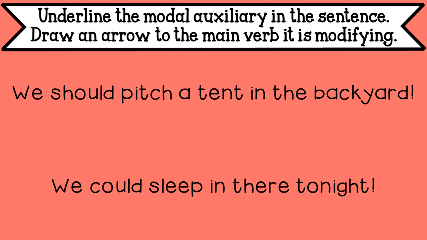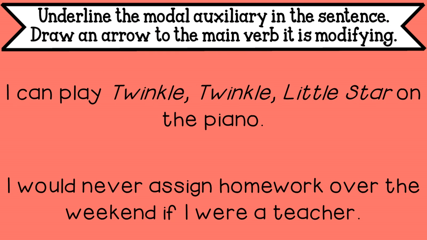We should pitch a tent in the backyard. Good. And what is the verb? Pitch. Good. We could sleep in there tonight. Could what? Could sleep. Good. I can play Twinkle Twinkle Little Star on the piano. What's the modal auxiliary? Can. And what's the verb?